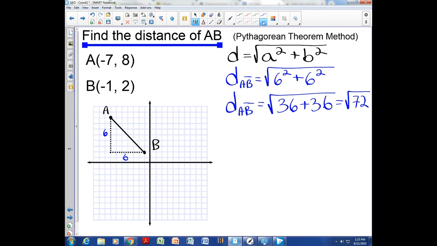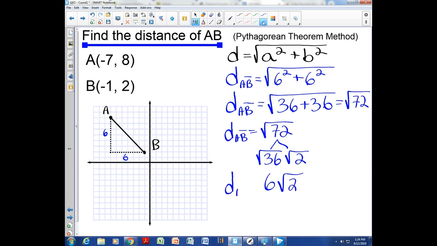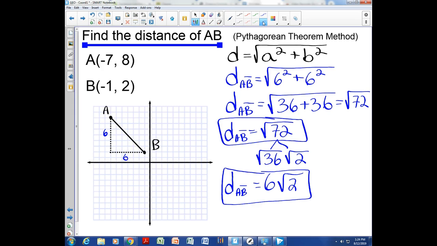However, in this case, I'm going to take my distance of A, B, which is the square root of 72, and I'm going to simplify that radical. I'm going to look for the biggest square number, which is a factor of 72, which happens to be 36 times 2. And the square root of 36 is 6. Bring down the square root of 2. Distance of A, B is equal to 6 radical 2. And sometimes this square root of 72 will also be acceptable.